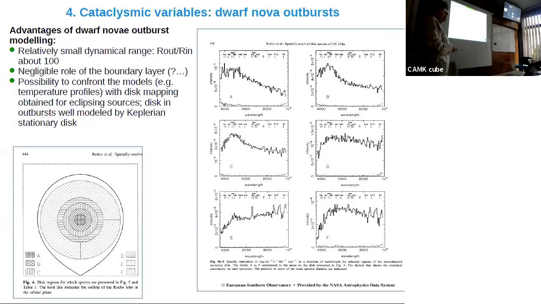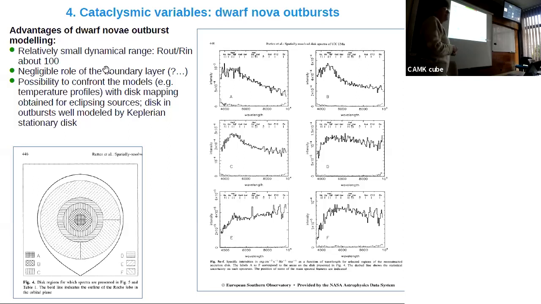So why nevertheless do people claim that cataclysmic variables are absolutely the best for modeling accretion disks? Well, first, there is only a small dynamical range of radii which you have to use. Because I told you the inner radius is at 8,000 Schwarzschild radii, and the outer radius is more or less 100 times larger. So you don't need to resolve the innermost part of the disk around a neutron star. That is much more difficult because you have a large dynamical range of Keplerian velocities and dynamical speeds. So this is the basic advantage.